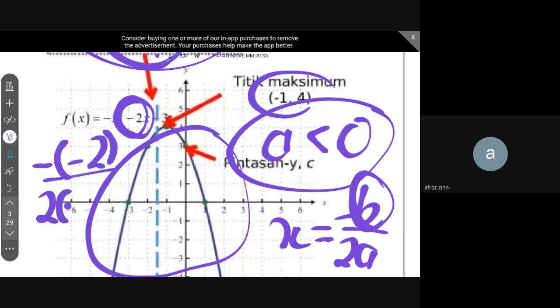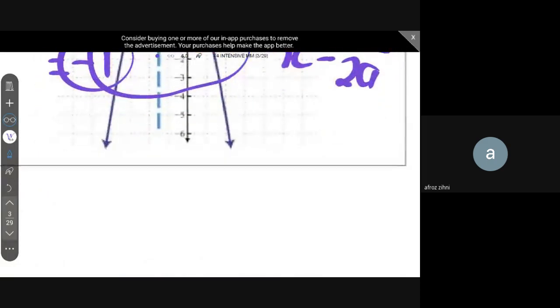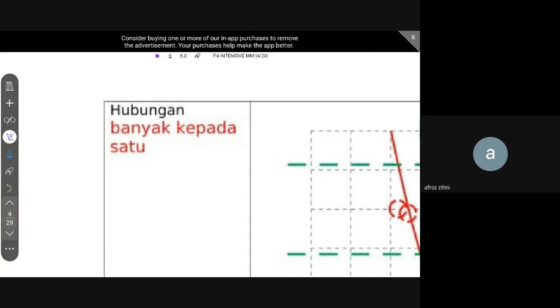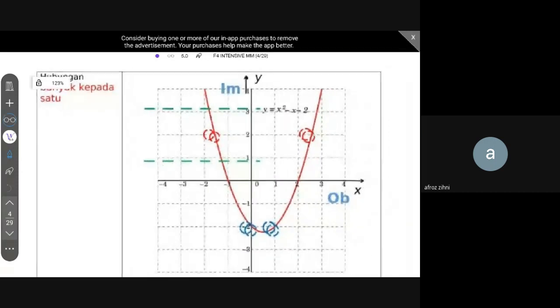Divided by 2, negative 1. Okay, so this one will cut. So you get an answer negative 1. Okay, negative 1 is your axis of symmetry. Okay, so this is one more example lah. So let's see others.